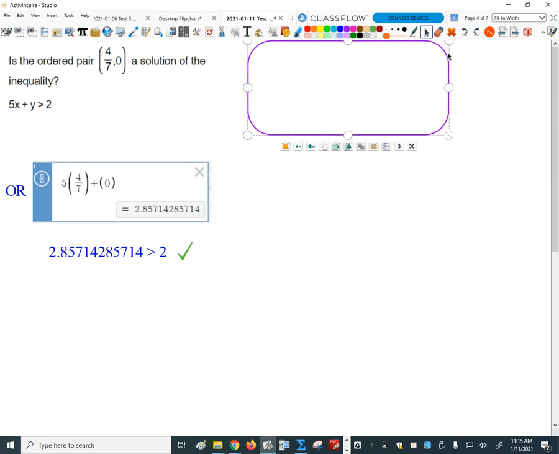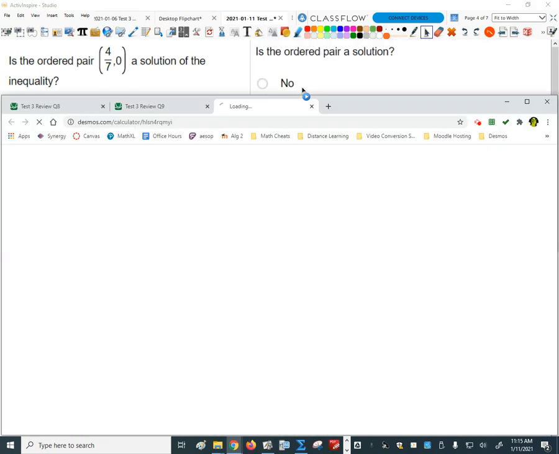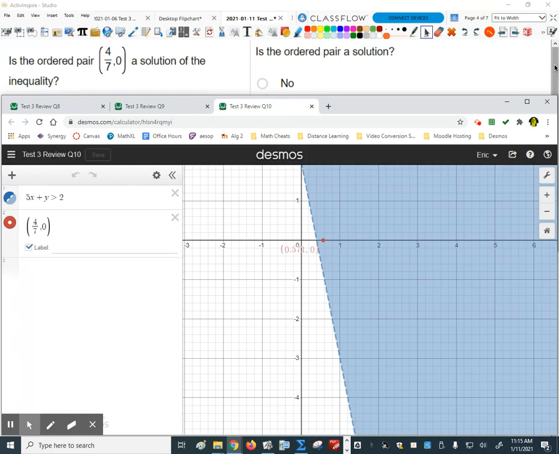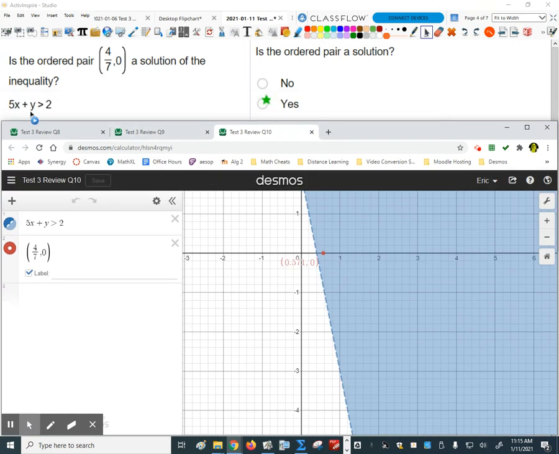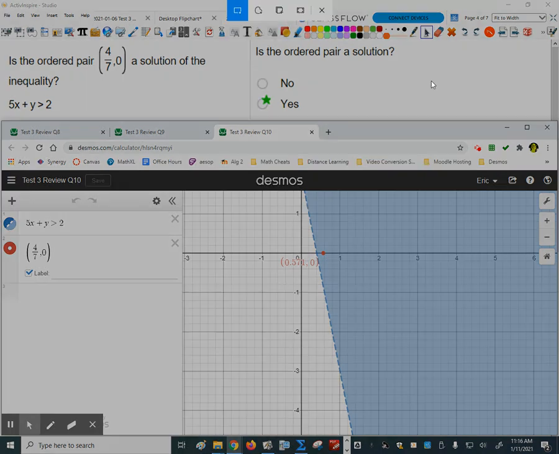Okay, another way we could do this one, being as we have the graphing utility available, is we could just graph the inequality, right? 5x plus y is greater than 2, and it gives us the graphed inequality, and then graph the ordered pair and see if the ordered pair is in the shaded region. How do you graph an ordered pair in Desmos? Exactly like you'd expect. You just use parentheses, and you type two numbers separated by a comma, just the way it looks. And if I graph that ordered pair, what do we see? Well, we see that point is in the shaded region, so it must be a solution, right? Either way you want to do it, it works.